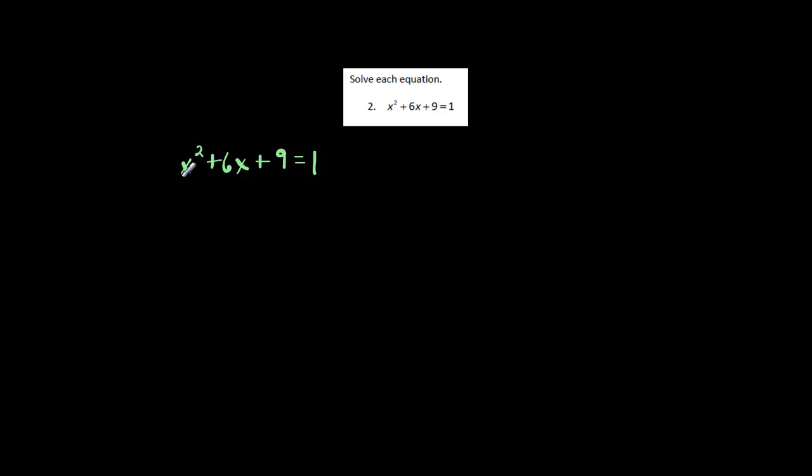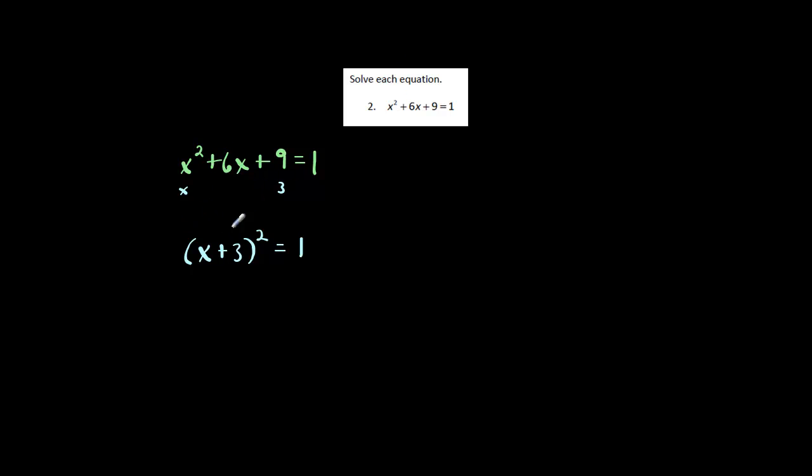Because the square root of x squared is x, the square root of 9 is 3, and this term is double the product of the square root of the ends. So that's a perfect square trinomial. So we can write it as x plus 3 squared. Because this x goes here, the 3 goes here, and you take that sign.